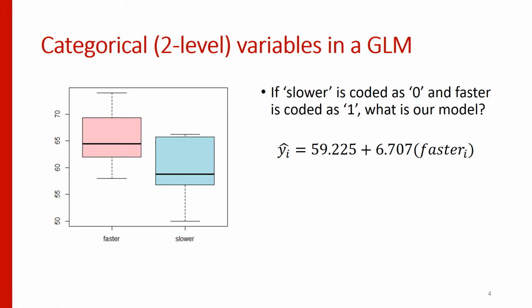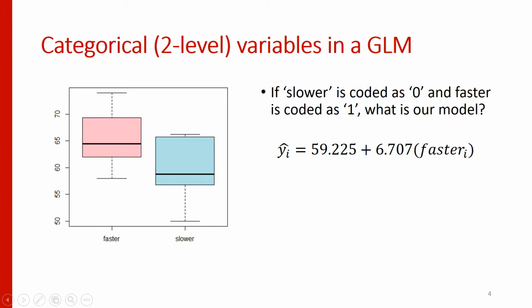So if we had coded slower as 0 and faster as 1, this is the best fit line that we would get. It would have an intercept of 59.225, which is the mean of the slower group in this case, plus 6.707 times whether you were in the slow group or the fast group. If you're in the slow group, this is a 0, so this times 0 becomes 0, and you're left with 59.225, which is the mean of this group.